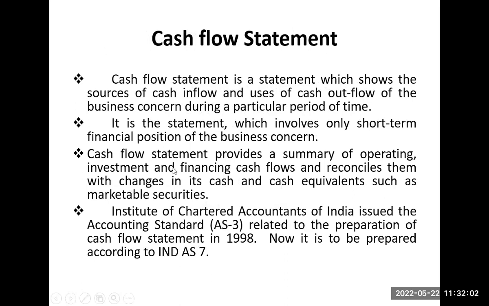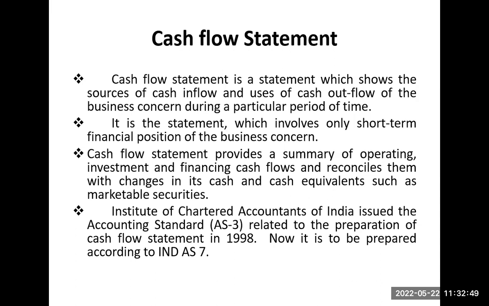The cash flow statement, the meaning: it's a statement which shows the sources of cash inflow and uses of cash outflow of the business organization during a particular period of time. The particular period of time is normally 1 year, but you can prepare it for a shorter duration also. It involves only the short-term financial position of the business concern. Next, it provides a summary of operating, investing, and financing activities, cash inflows and outflows. It also reconciles these three items with the changes in cash in the beginning and how that change happens by the end.